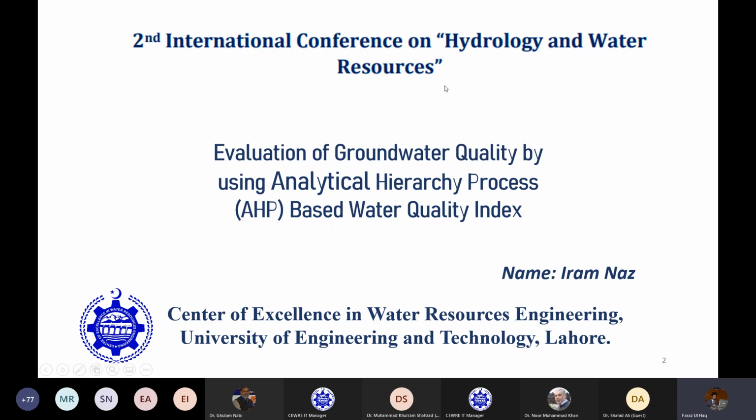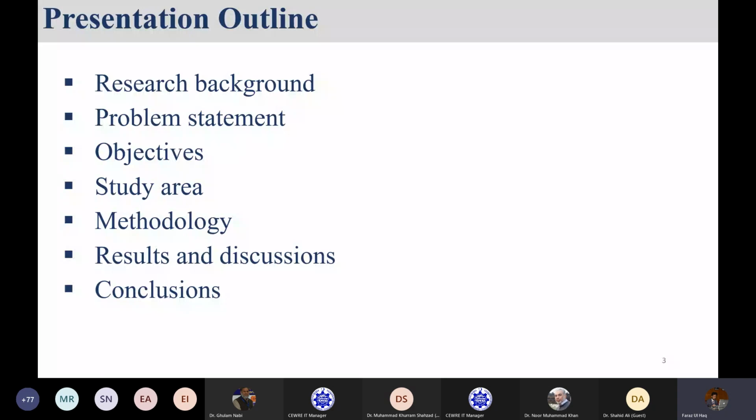My name is Iram Naz, and I'm a student of the Center of Excellence in Water Resource Engineering. The work I'm here to present is entitled Evaluation of Groundwater Quality by using the Analytical Hierarchy Process based on the Water Quality Index. These are the contents I'm going to present here.